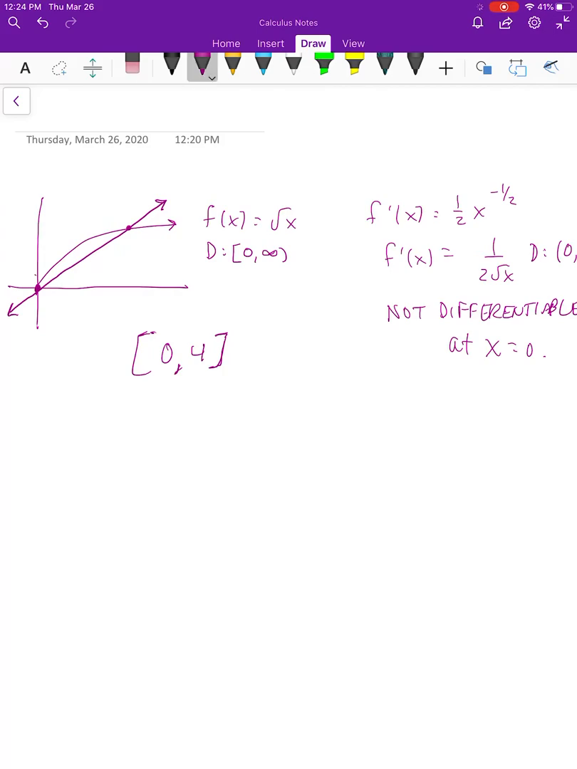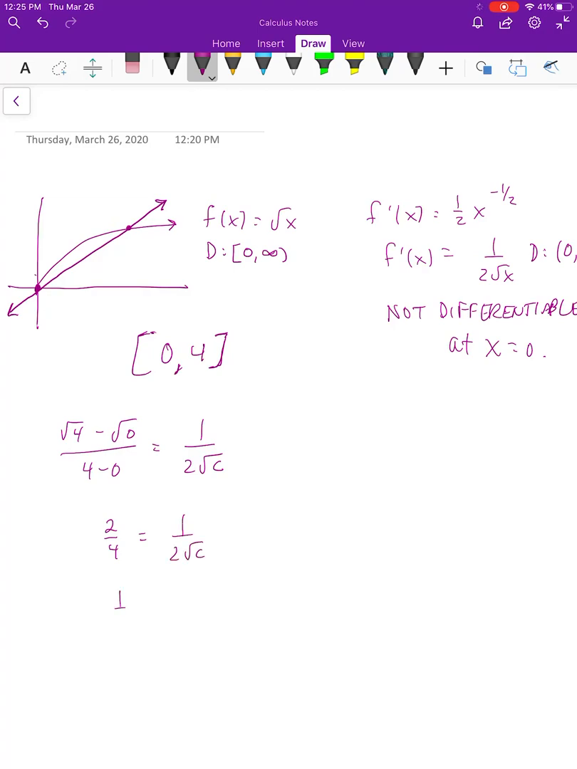So there are certain cases like that where it doesn't have to be differentiable on the closed interval because we don't have differentiability there at that endpoint. But as long as it's continuous on those endpoints and differentiable on the open interval, we can still use the mean value theorem, because we want our f of b minus f of a over b minus a. So this would be square root of 4 minus square root of 0 over 4 minus 0. We want that to equal 1 over 2 times the square root of c, because we're setting that equal to our f prime at c.